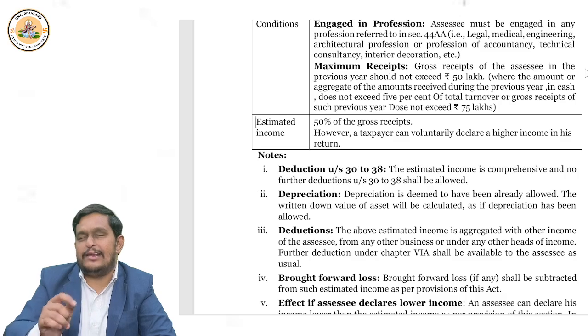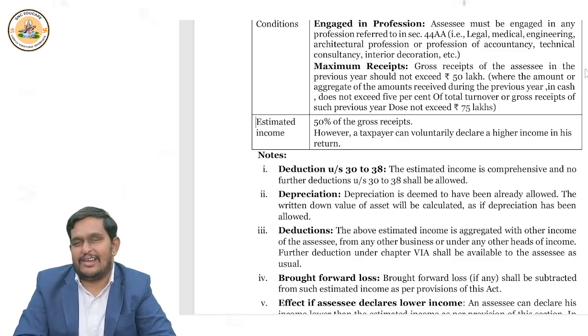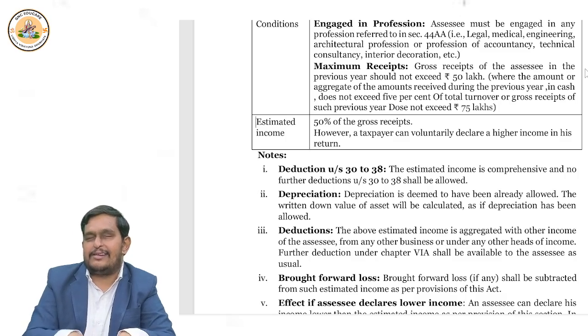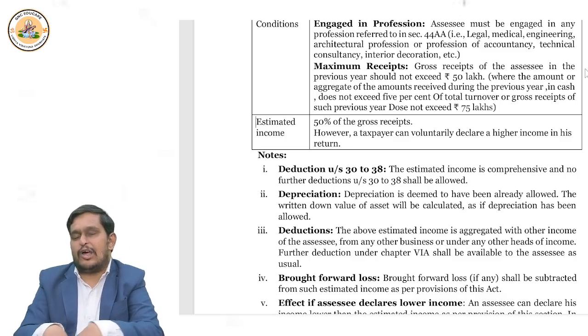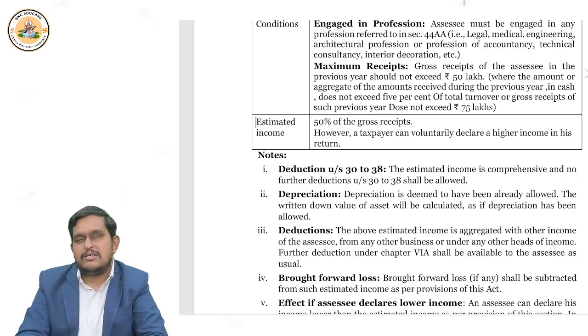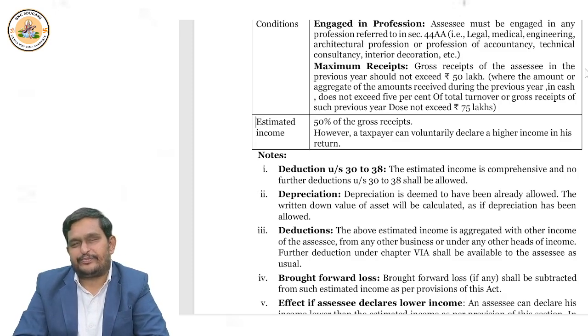If you want to show higher income, it's your choice. And every year you have the privilege that this time I want to file under 44ADA, next year I can file the return under normal provisions, next year I can file under 44ADA. Your choice. Government doesn't restrict. This is what we have to understand.